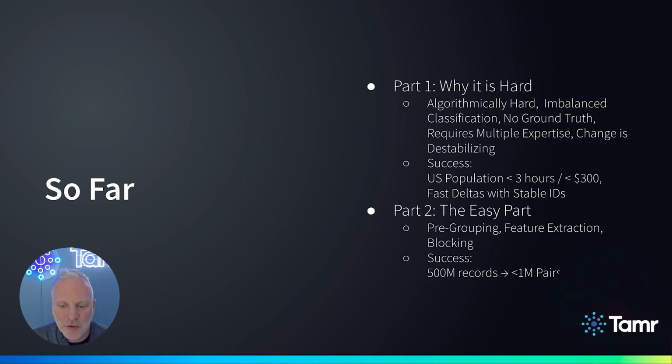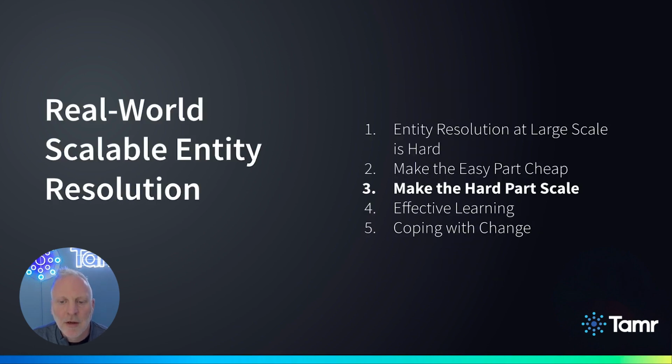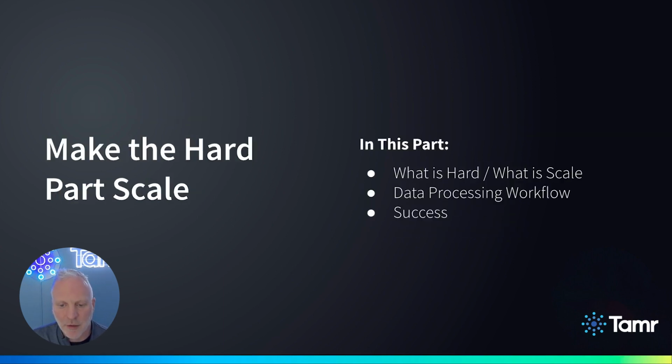And as a measure of success, we observed that we turned those 500 million input records for the US population into fewer than 1 million pairs. In part 3, we'll look at what happens next, which is the hard part, and making the hard part scale. We'll start with some definitions. What does it mean to be hard? What does it mean to scale? We'll look at the data processing workflow, and again, look at some measures of success.